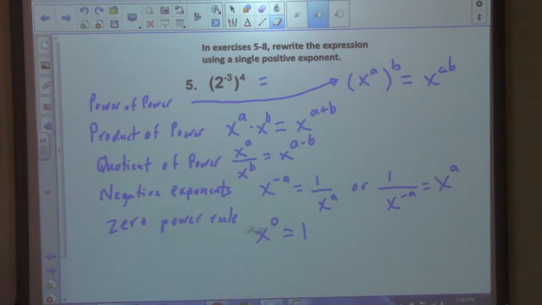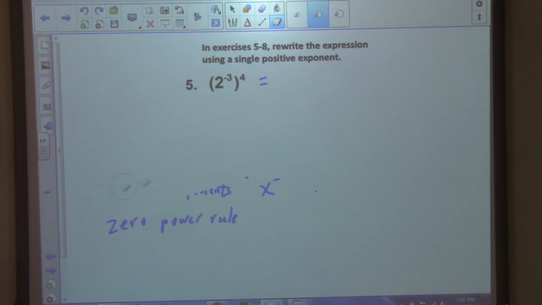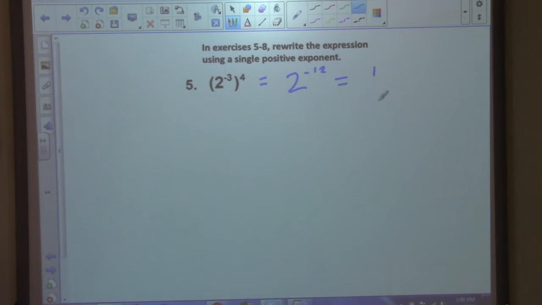Anyway, these look maybe a little familiar, so let's go ahead and apply. I'm just erasing to leave myself room here. So it's 2 to the negative 12 power. Using the rules of negative exponents, that's going to be equal to 1 over 2 to the 12th power. So that's going to be our answer. Okay?